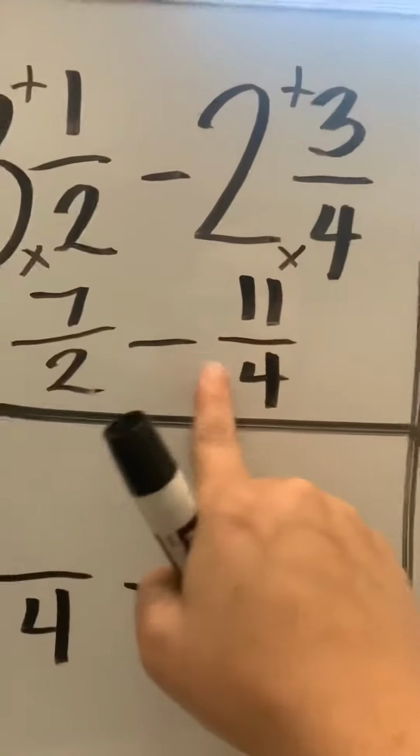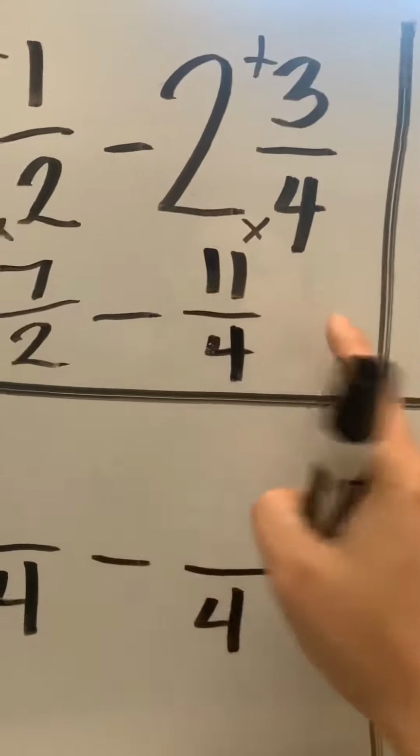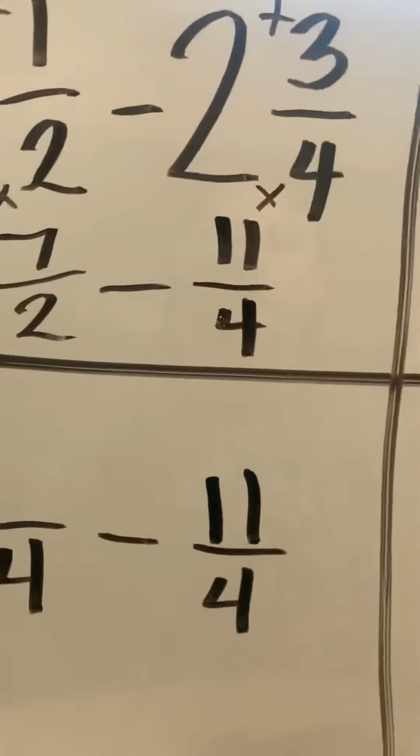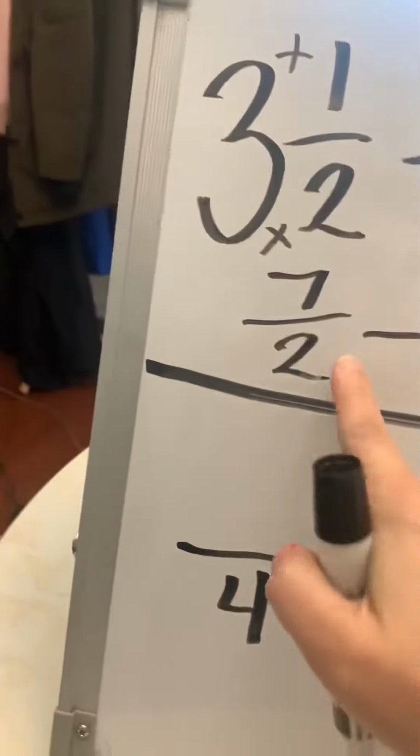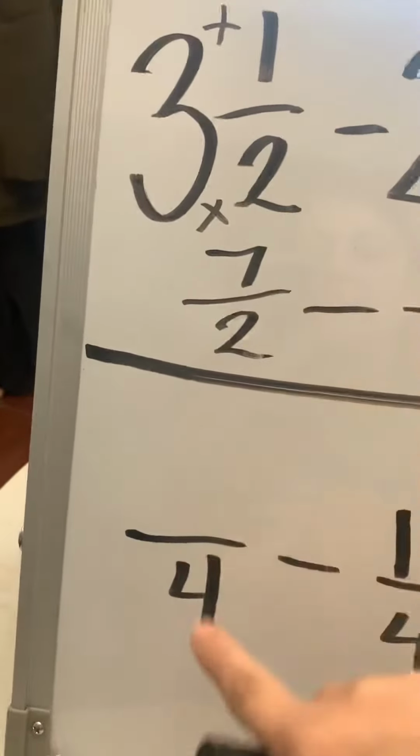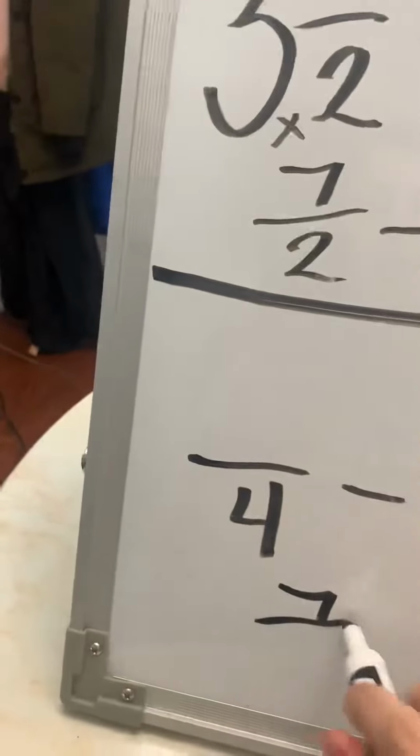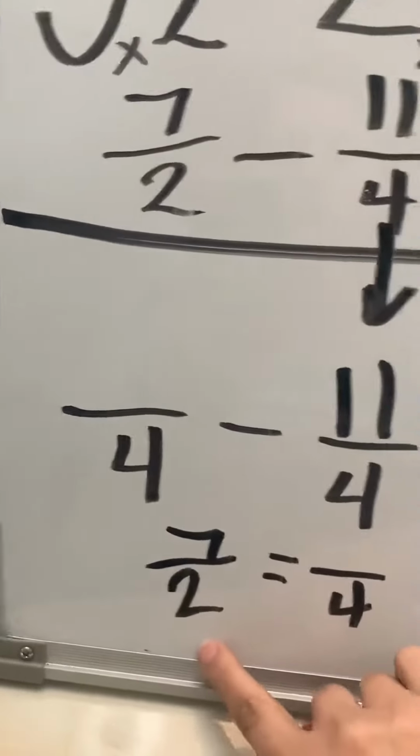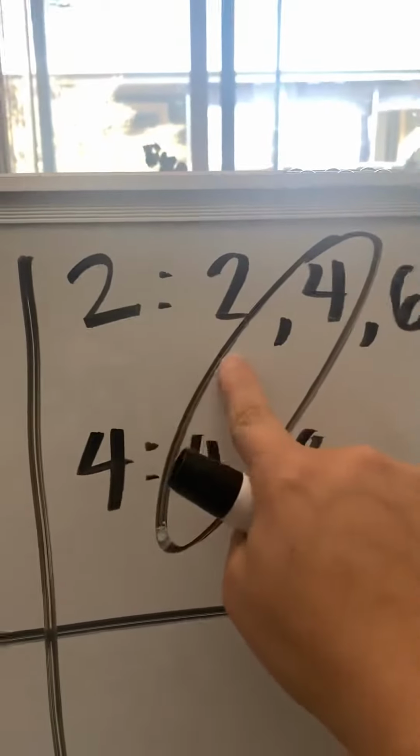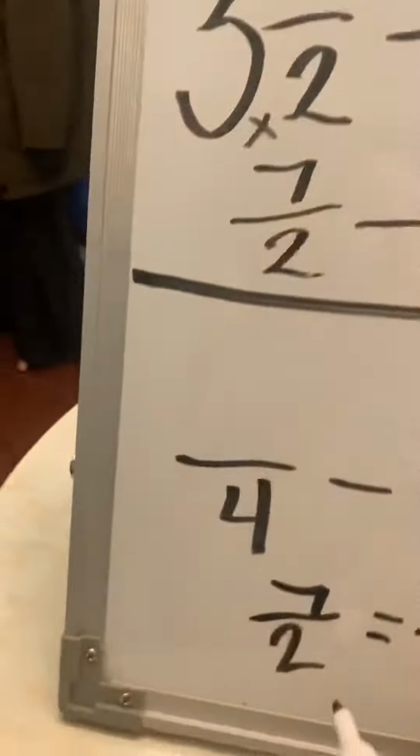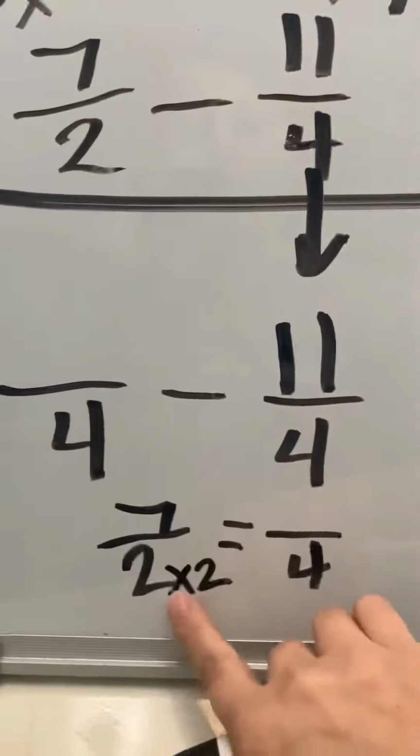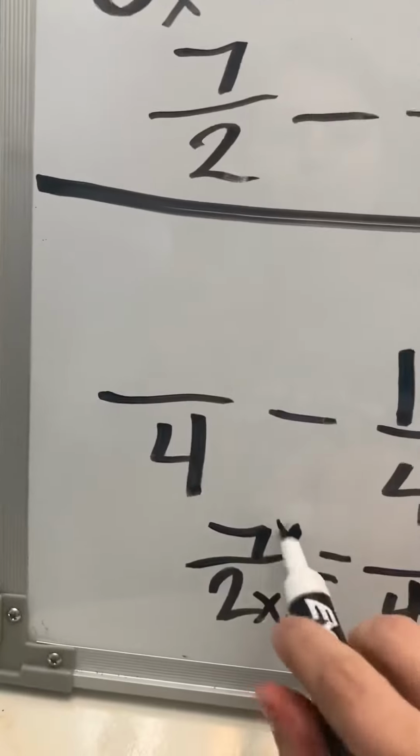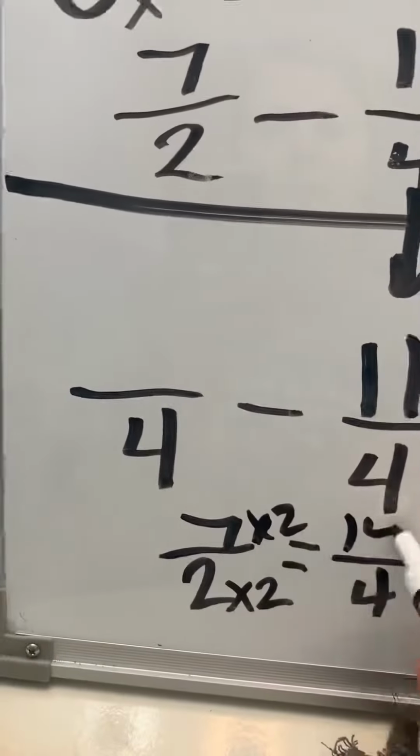All right, when I'm looking at the two numbers that I'm dealing with, 11/4 is already in fourths, so I'm just bringing that right on down. 7/2 is not in fourths, so I've got to change 7/2 into fourths. How do I get from 2 to 4? Well, 1, 2 times 2. Whatever I do to the bottom, I've got to do to the top. 7 times 2 is 14.